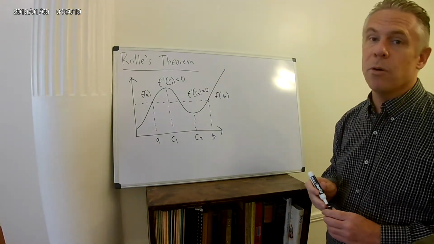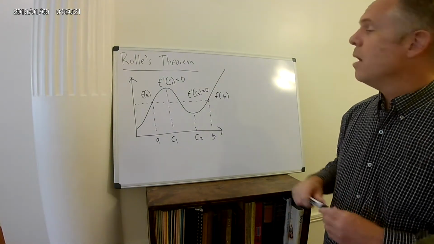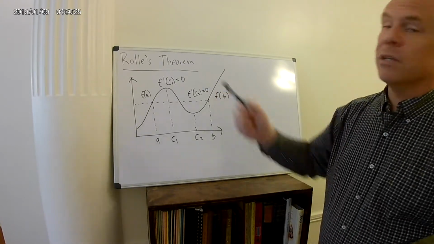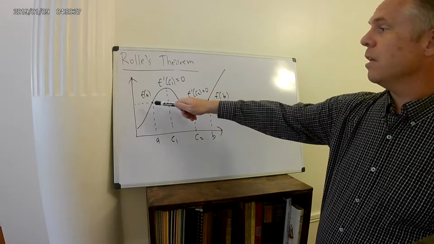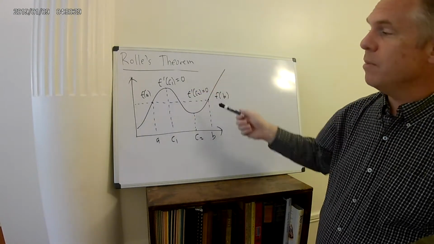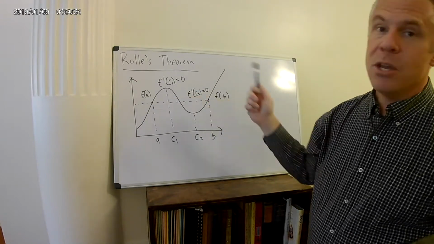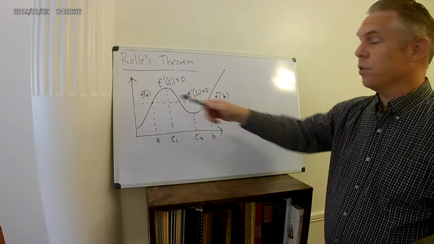There could be 3 or more points. But there has to be at least 1 point between A and B if those conditions are met. If f is continuous between A and B, if it's differentiable between A and B, and if f of A equals f of B. Okay, basically if it's a well-behaved function.